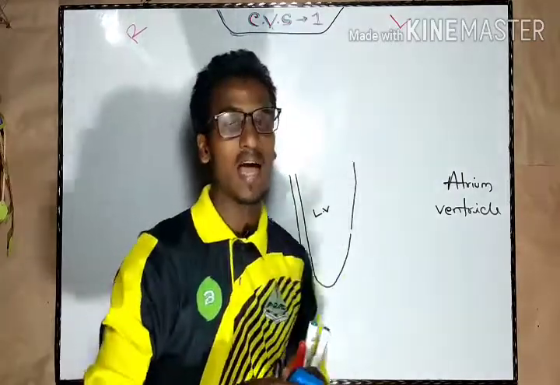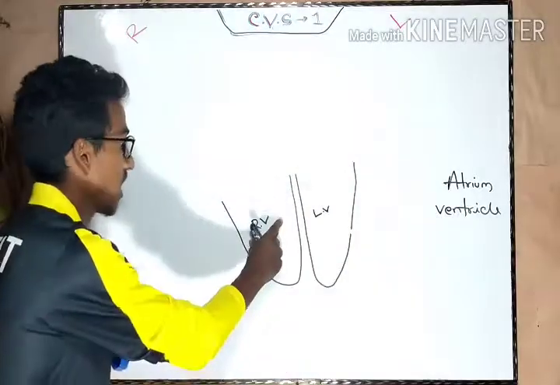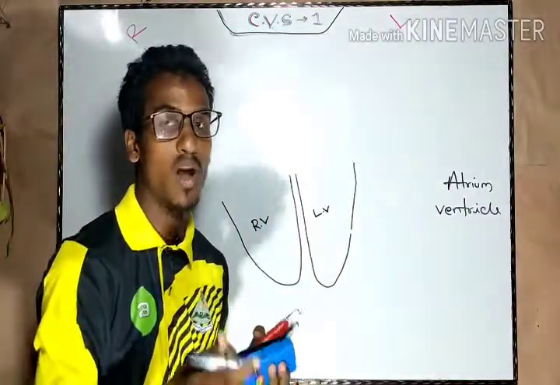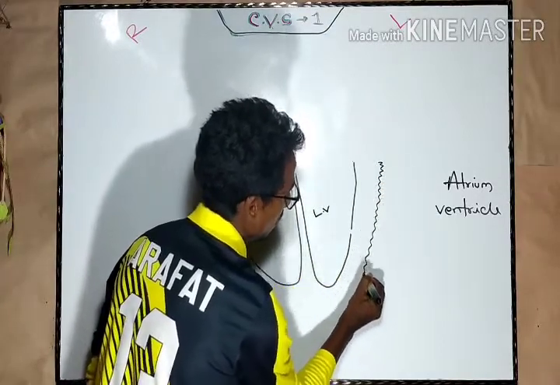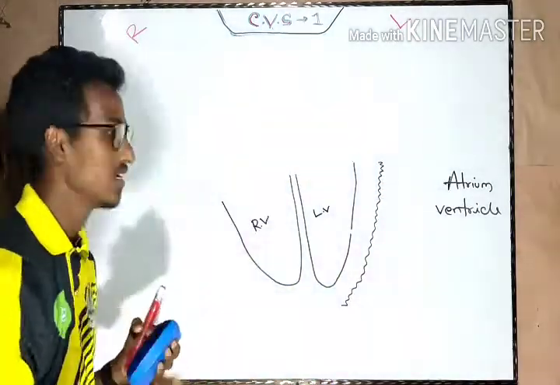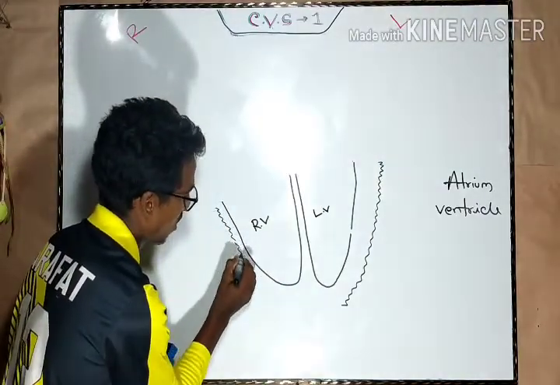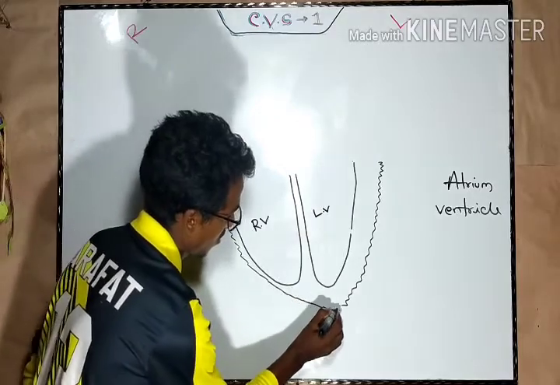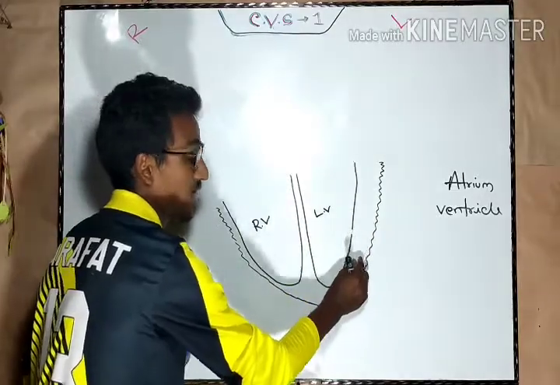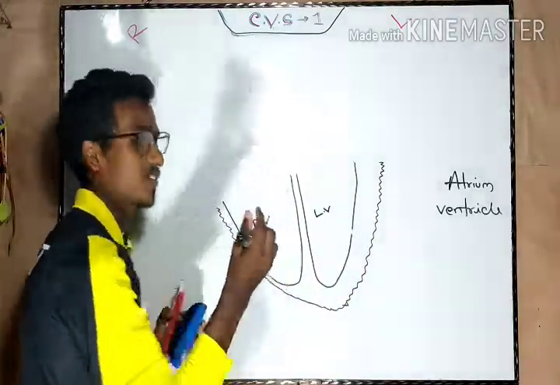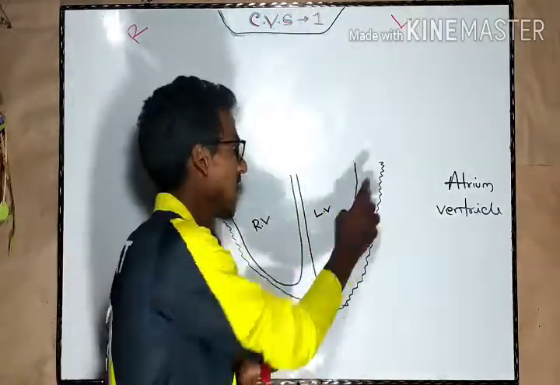The left ventricle has a thick muscular wall and the right ventricle has a thin muscular wall. So look at the diameter, this is thick and this is thin. The reason behind it being thick and thin.